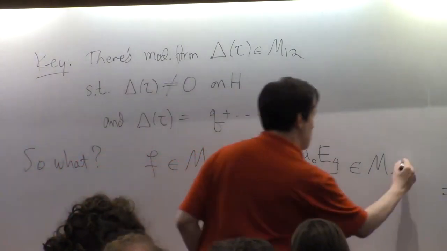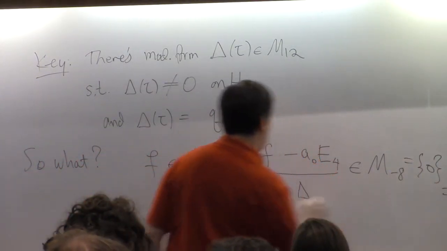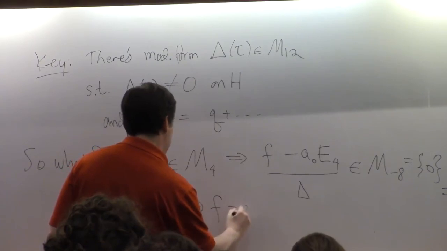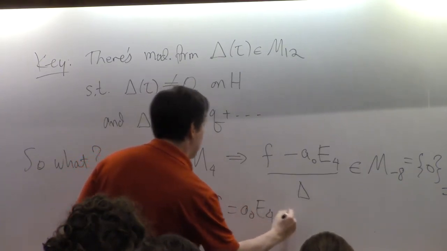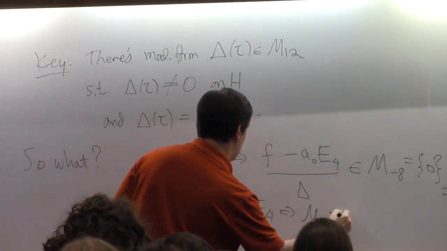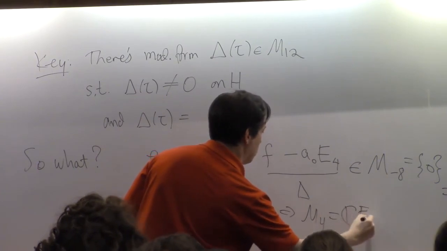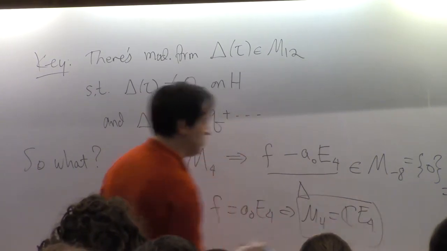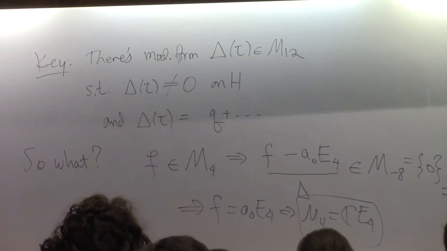And so this is really in the weight -8 space, and that's the 0 space. Therefore, f is equal to a0 E4. That proves that the modular forms of weight 4 are just the scalar multiples of E4. And that just illustrates how, for low values of k, you can read off these things by pushing them into the negative weight space that you already know is 0.